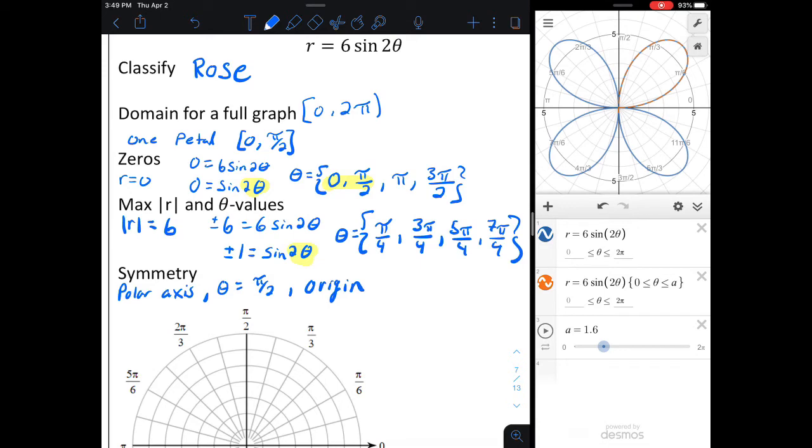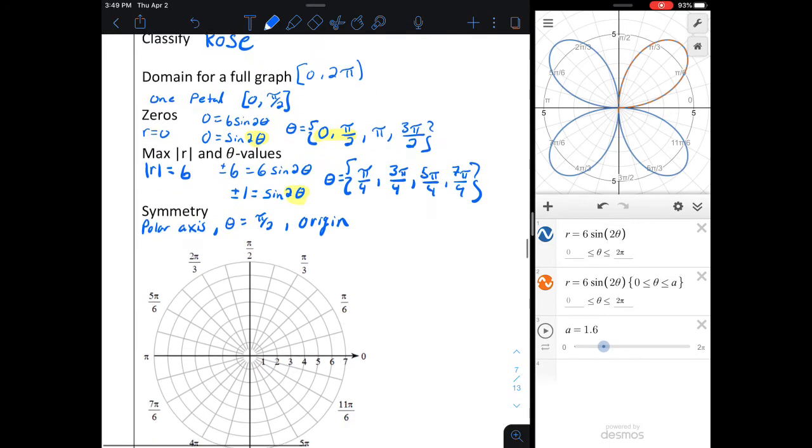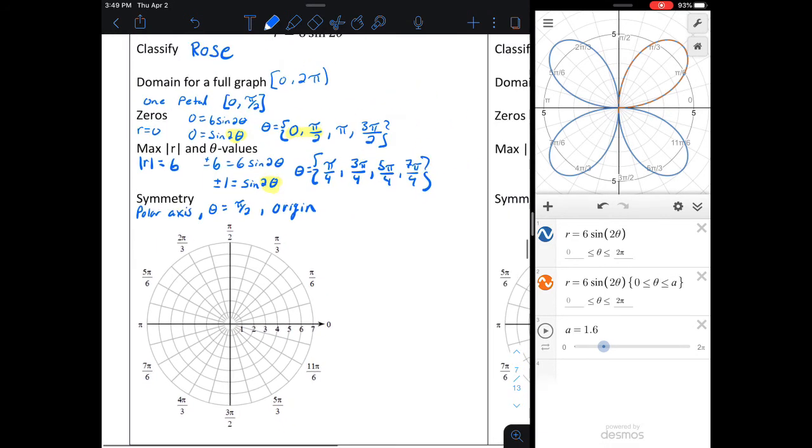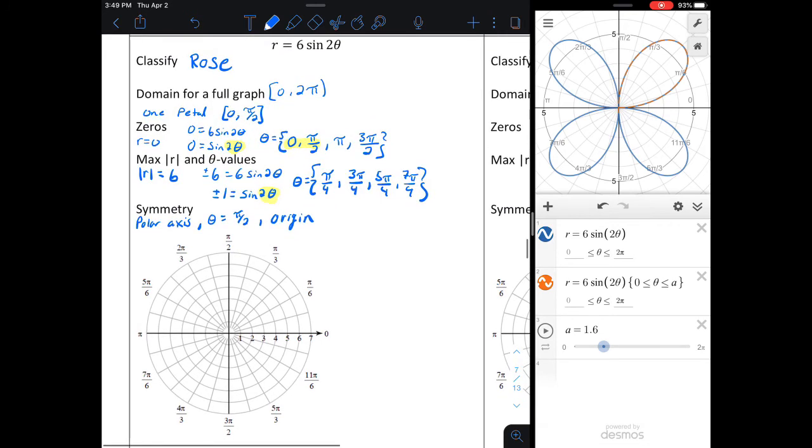Okay, and then we would just create our sketch of what is happening here on our little graph below. And we know it's going to intersect that pole multiple times, and it has its maximum r values at all the pi over 4s, which is when it equals 6.